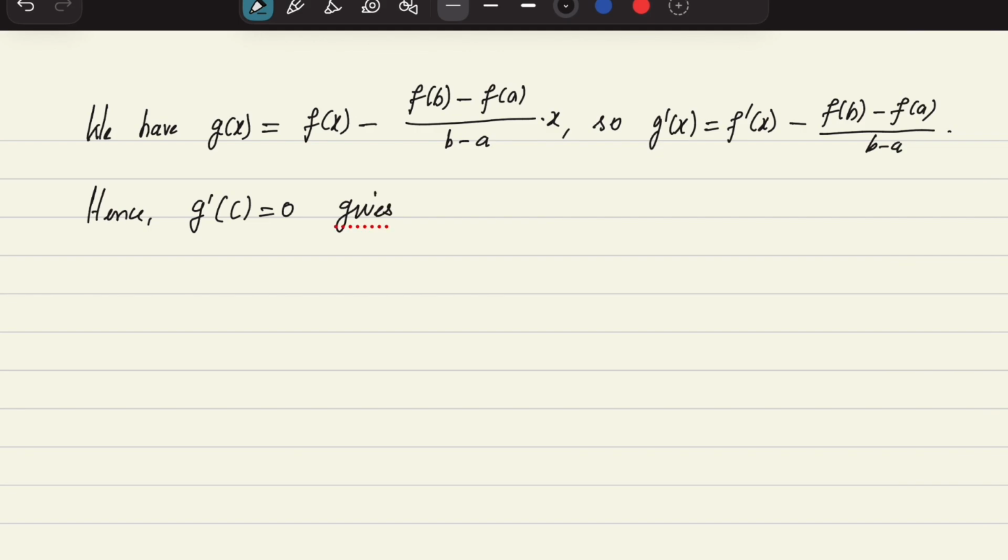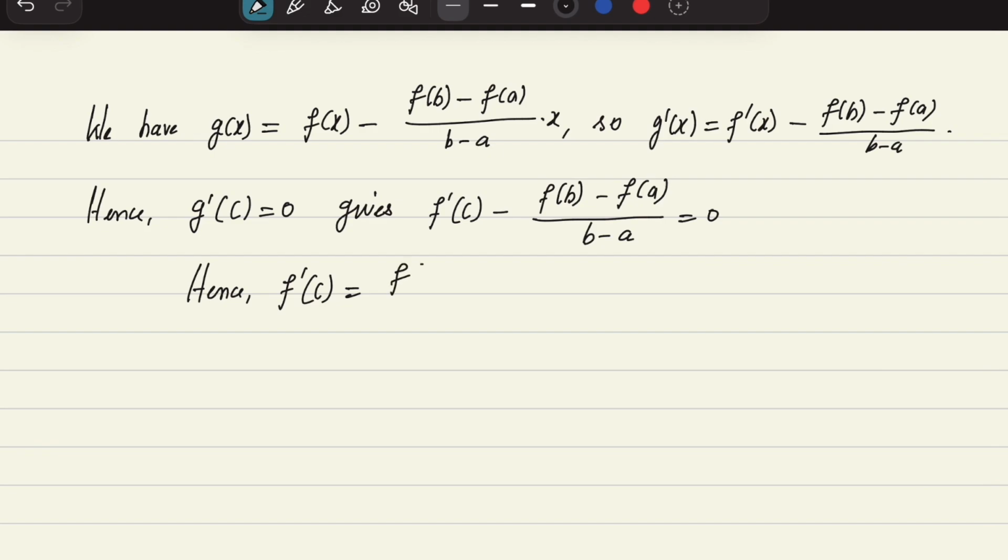So therefore this equation gives us f dash of c minus (f of b minus f of a) divided by (b minus a) is equal to 0. And this is obtained by substituting x equal to c in this equation here. So this gives, hence, f dash of c is equal to (f of b minus f of a) divided by (b minus a). Therefore, here we complete the proof of Lagrange's mean value theorem.